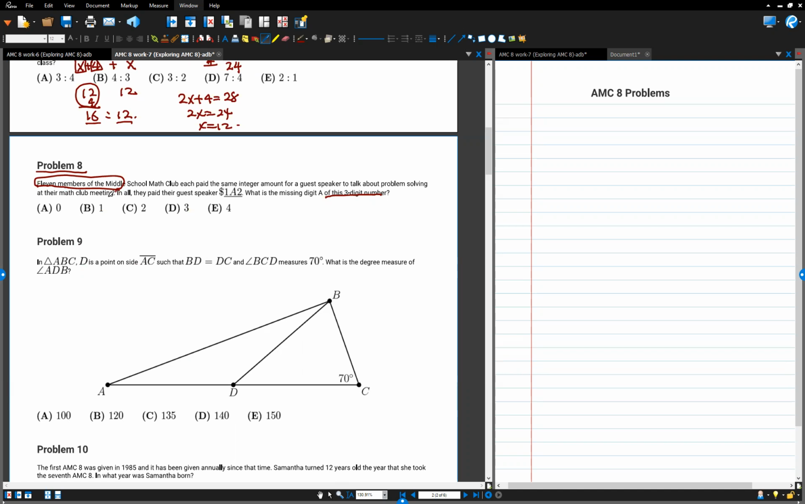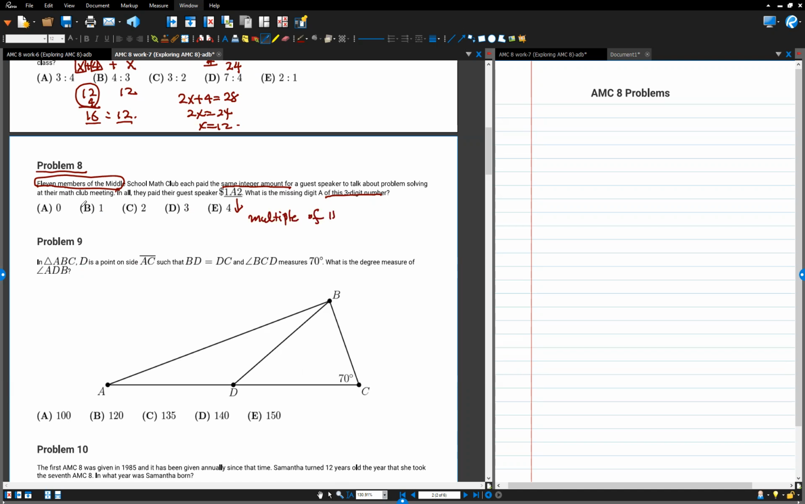Okay, can you explain to me? Yeah, so the only multiple of 11 that ends in 2. Excellent. Because there are 11 members, they're going to pay the same integer amount, the same integer. So this number should be a multiple of 11. That's the idea, right?